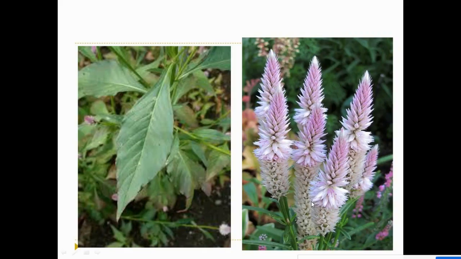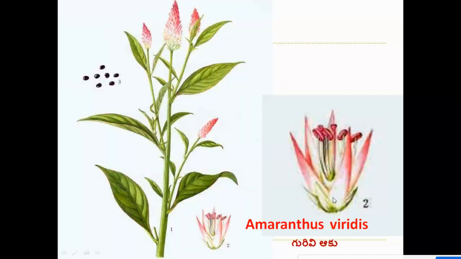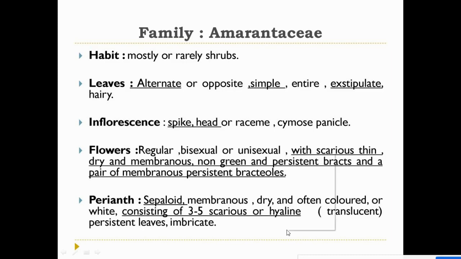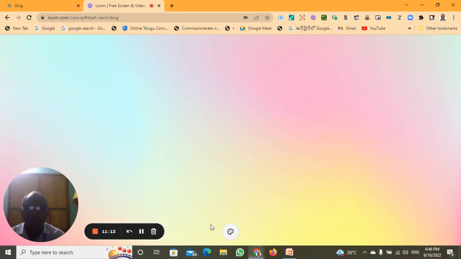These are photographs of some of the members of this family. This is Amaranthus, and here also Aerva lanata, Gomphrena globosa, Alternanthera pungens, Amaranthus viridis, and Amaranthus also. So this is Amaranthus viridis. That is the end of the family. So that is all about the family Amaranthaceae.